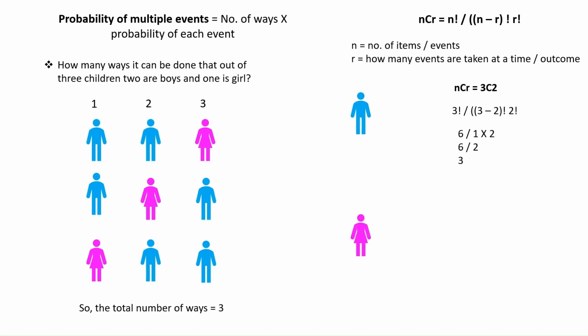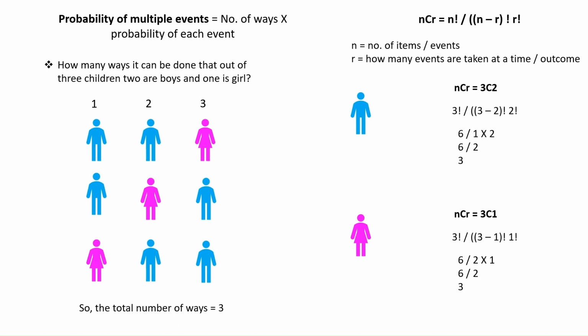Now the same result we'll get if we calculate with respect to a girl. In case of girl, the total number of events are 3, but here the desired outcome is 1 because we want one girl. So it is 3C1. The calculation will be again 3 factorial over 3 minus 1 factorial and 1 factorial. For 3 factorial, again it is 3 into 2, that is 6, divided by 3 minus 1, that means 2 factorial. 2 factorial means 2 into 1, that is 2, and 1 factorial means 1. So again it is 6 by 2, that is 3.